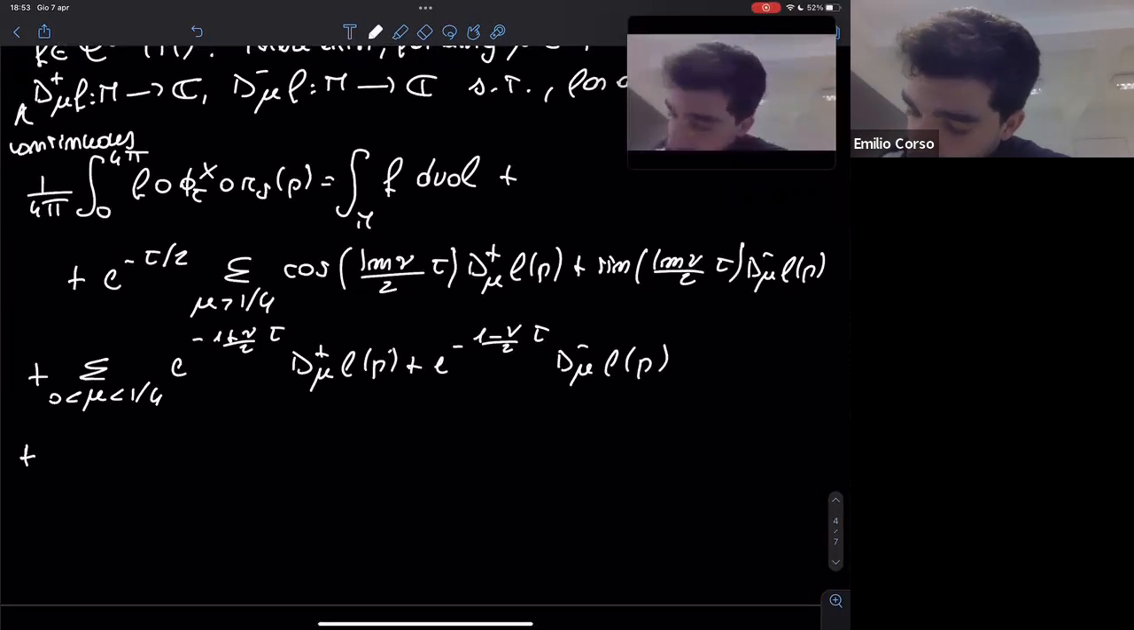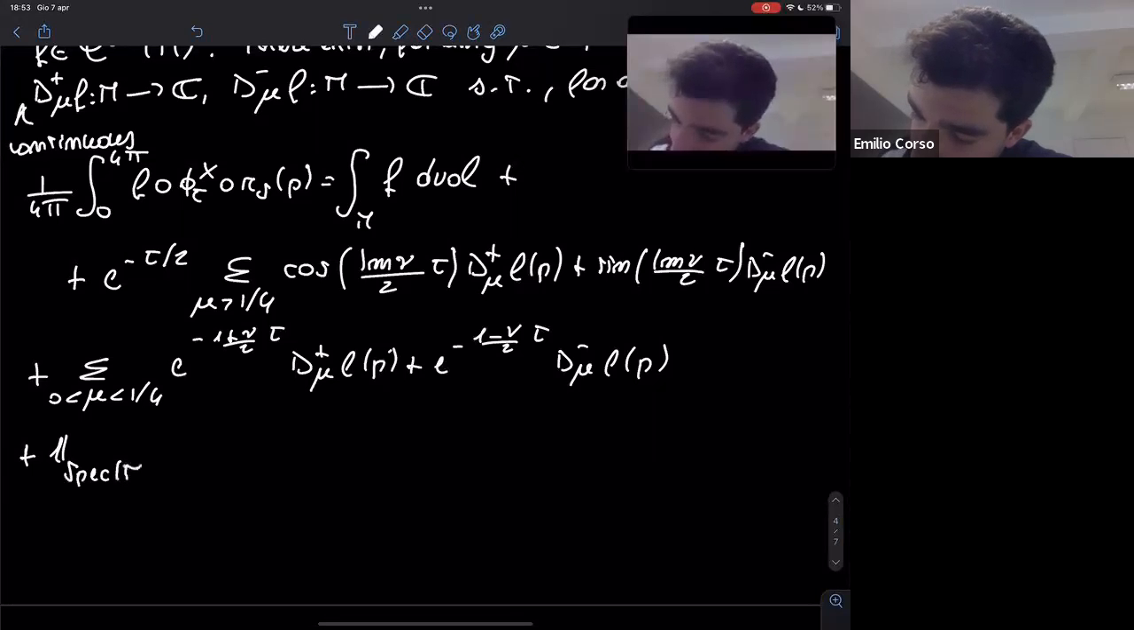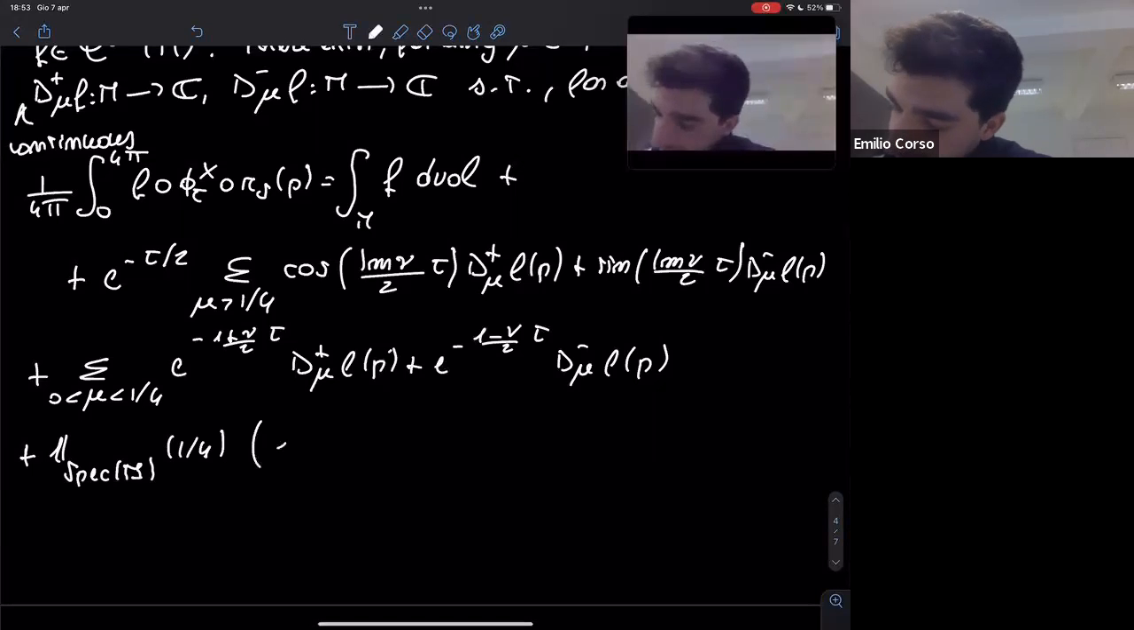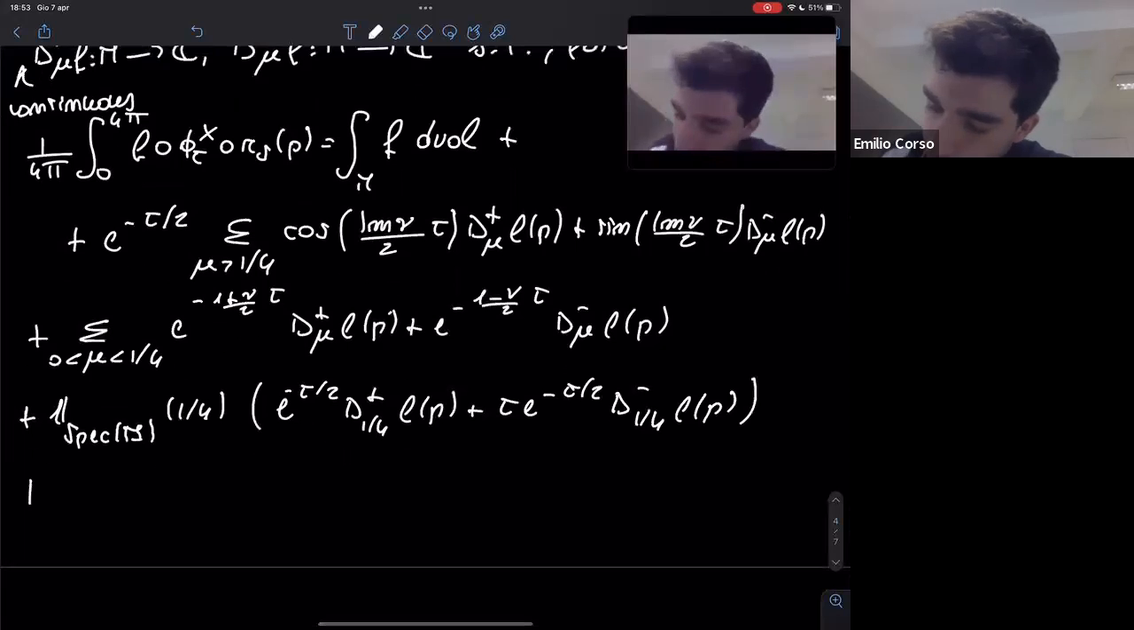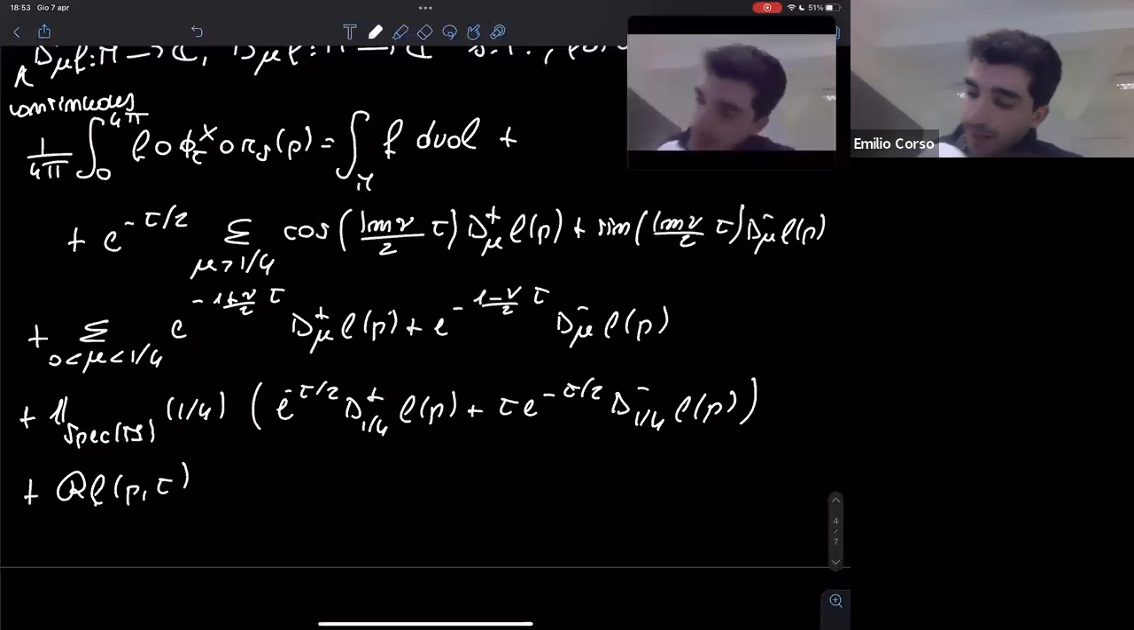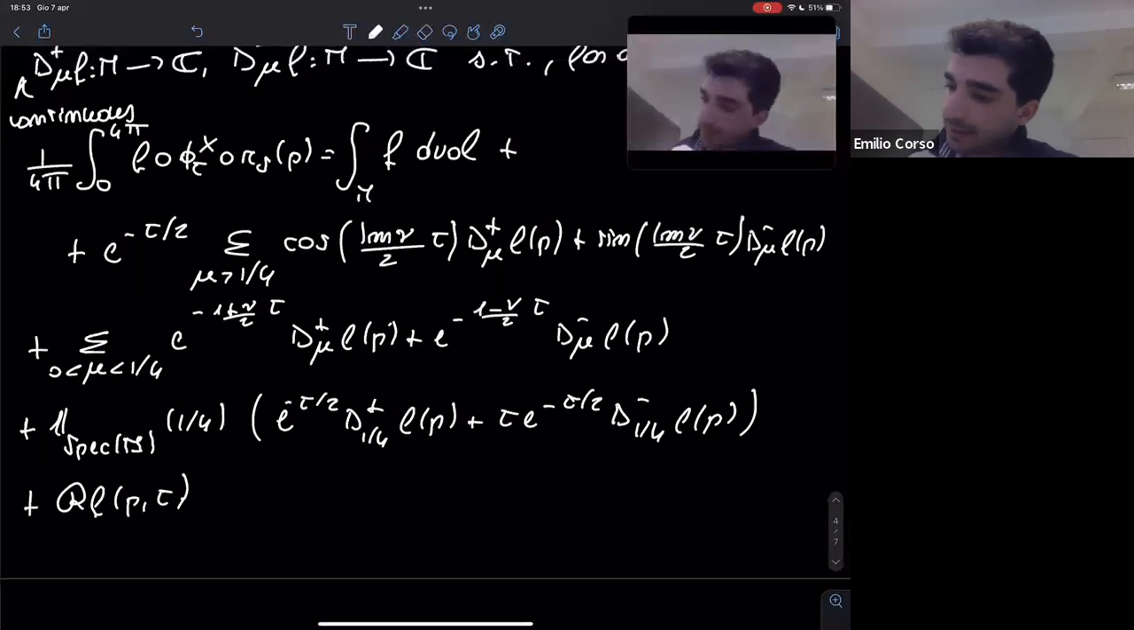So let's say that this term appears only if 1/4 is in the spectrum. So let's multiply everything by the characteristic function of the spectrum at 1/4, and the term now is e to the minus t halves d plus 1/4 fp plus t e to the minus t halves d minus 1/4 fp. And finally, I have a remainder term, which I call rfpt, where now, of course, I need to tell you something about this asymptotic expansion.